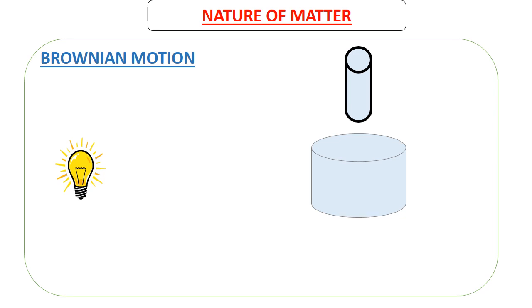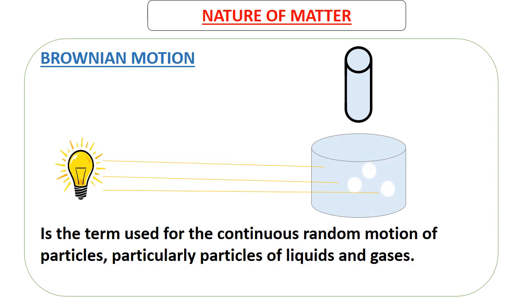Then the function of the light bulb here was to illuminate, or to provide light to the smoke. So when he observed through his microscope, he saw the smoke particles. They were ever moving in random motion. So Brownian motion is the term used for the continuous random motion of particles, particularly particles of liquids and gases. So this has been observed in liquids and gases.